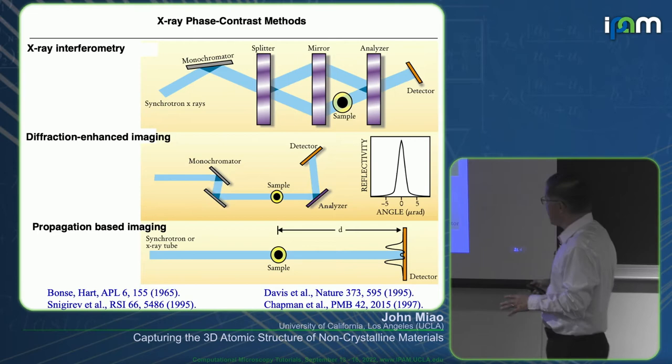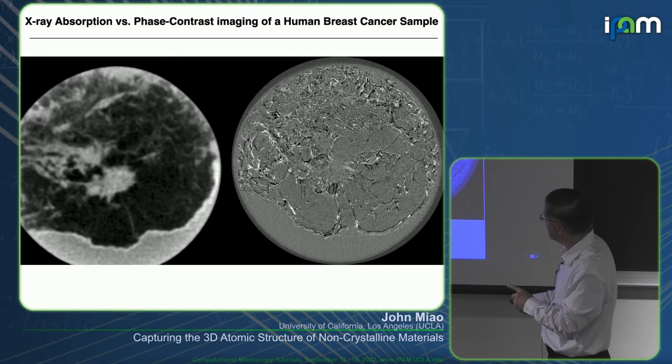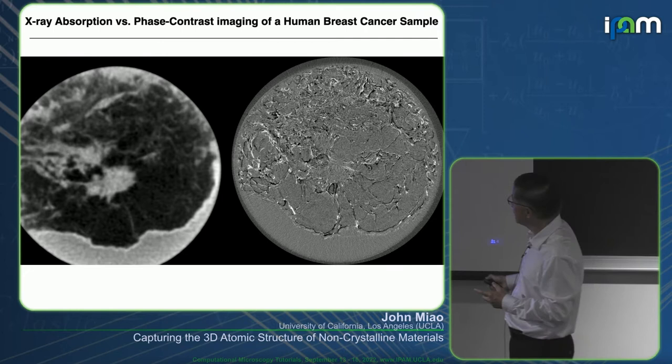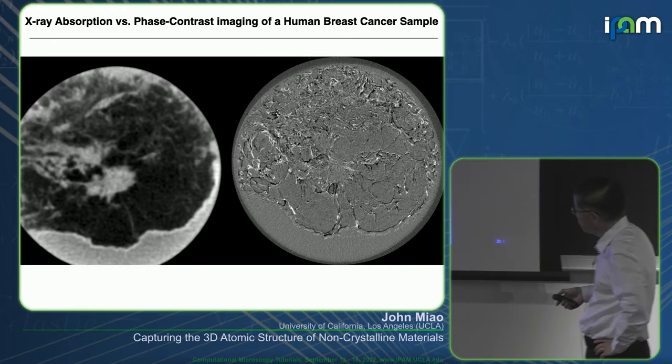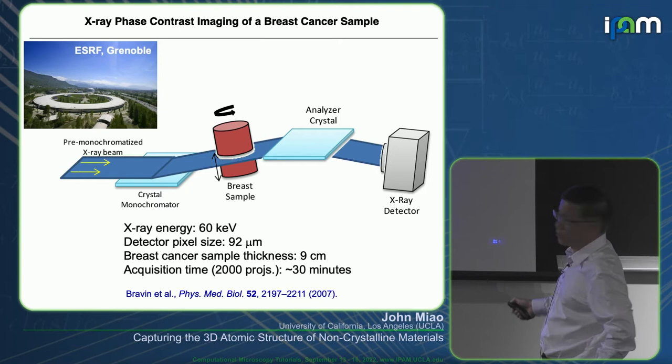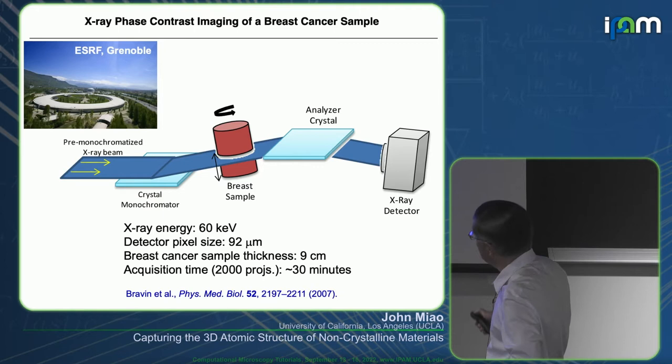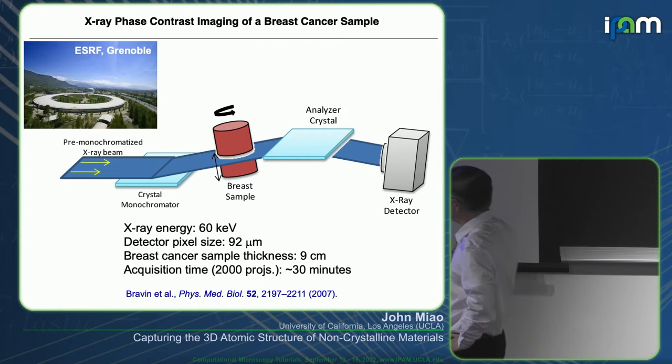So here I can show you one example. This is actually the absorption image of a breast cancer, cancer here. This is a phase contrast image. Same sample, and you can see, in this case, it's much less dose. I'm going to show some specifics; we actually did some work and published a paper on this. So we did an experiment in Grenoble. Okay, Grenoble was the place where Fourier was once the governor. This was a facility of the Joseph Fourier University, also in Grenoble. So we did this phase contrast experiment on a breast cancer sample 9 centimeters in diameter.